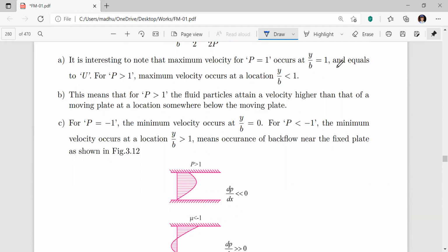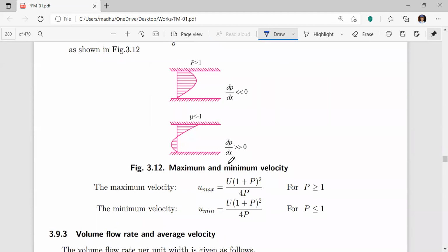Again, it is interesting to note that the maximum velocity for P equal to 1 occurs at y by b equal to 1, and it is equal to U. For P greater than 1, maximum velocity occurs at a location y by b less than 1. This means that for P greater than 1, the fluid particles attain a velocity higher than that of the moving plate at a location somewhere below the moving plate. And for P equal to minus 1, the minimum velocity occurs at y by b equal to 0. For P less than minus 1, the minimum velocity occurs at a location y by b greater than 1, meaning occurrence of the backflow nearer to the fixed plate, as shown in figure 3.12.